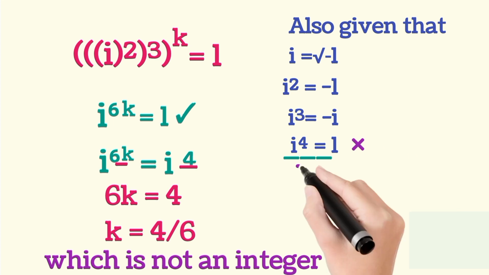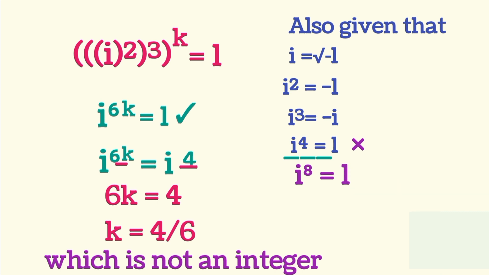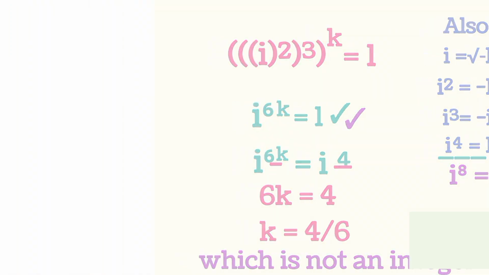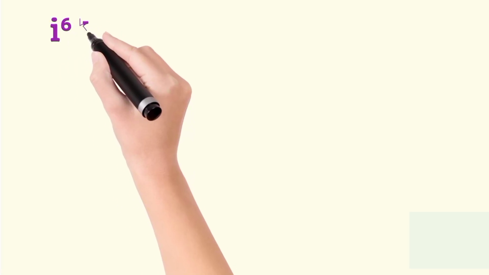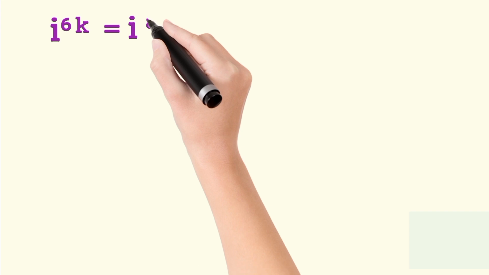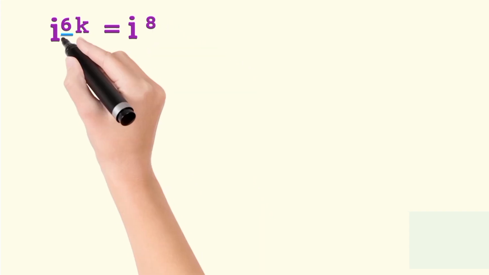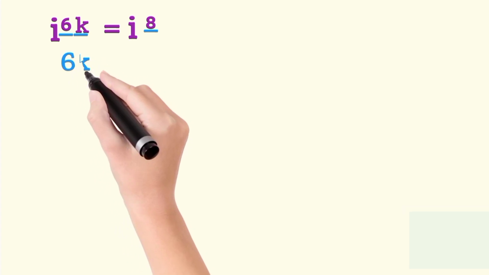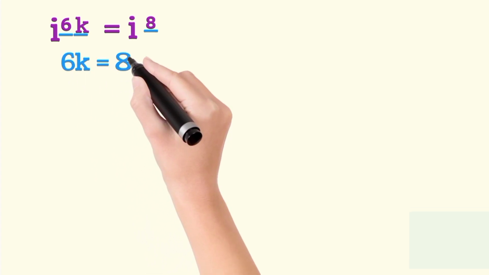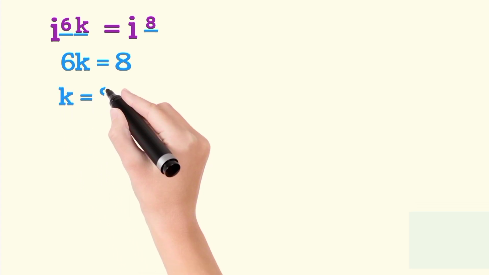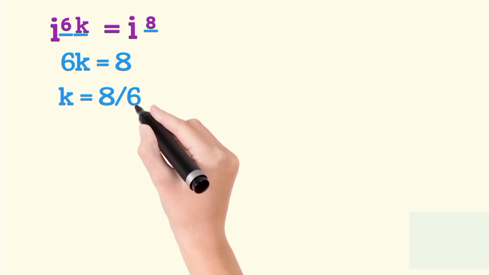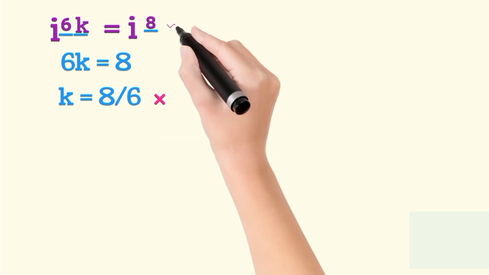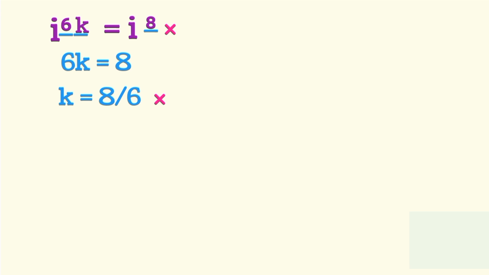So the next value when we will get 1 is i to the power 8. Now substituting this value of 1 in this equation, we will get i to the power 6k is equal to i to the power 8. Now again bases are equal, so comparing the exponents, we will get 6k is equal to 8, which will give k is equal to 8 by 6, which is again not an integer, so we can't substitute the value of 1 is equal to i to the power 8.